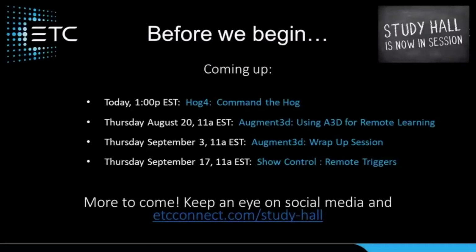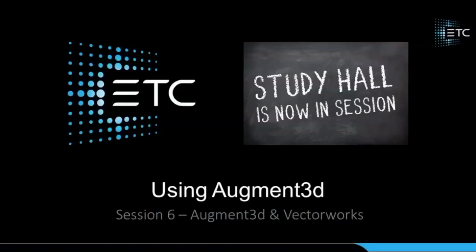So this is part of our continuing series on using Augmented. Today we'll be looking at how to use Vectorworks to send information over onto the Augmented side. So we're going to learn how to use the work you've already done on the Vectorworks side to make it a little faster and easier for you on the Eos side.